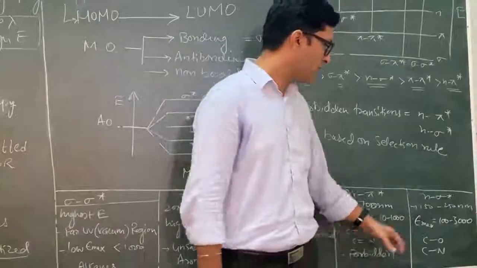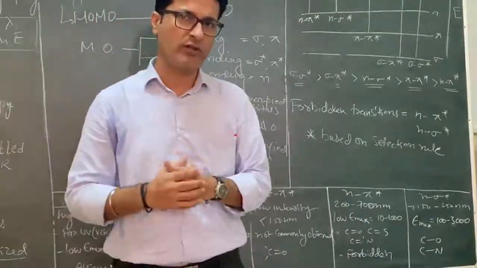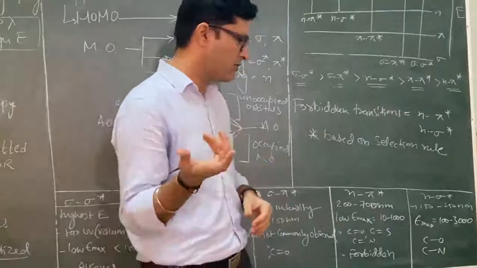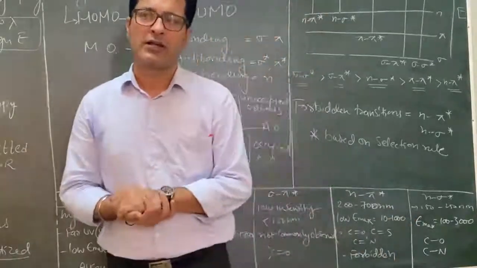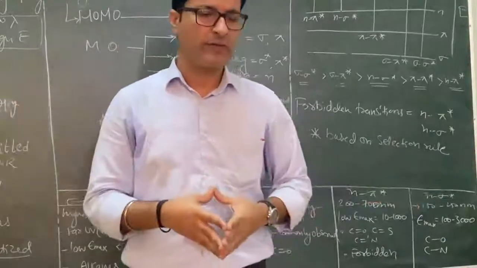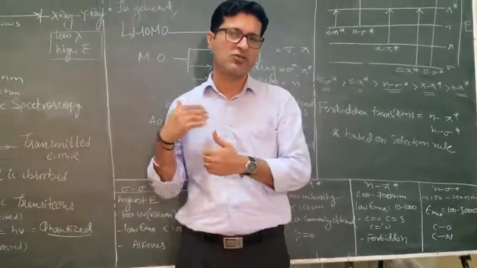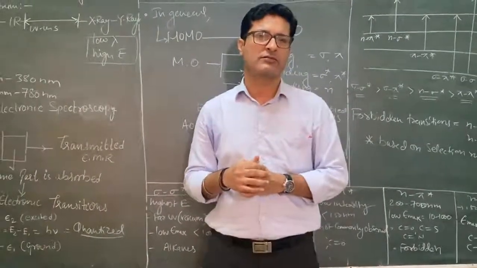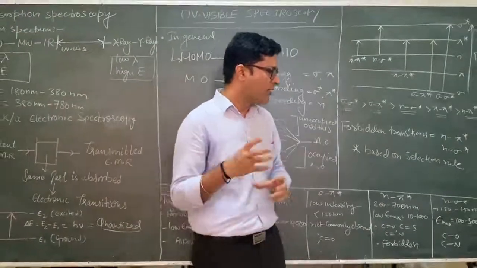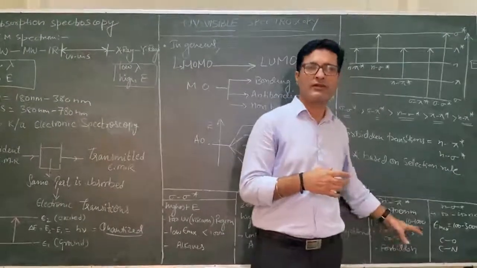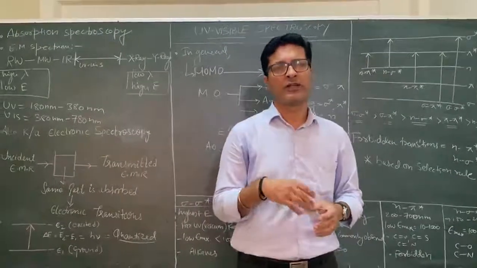And the last one is the n to sigma star transition, which is observed between 150 and 250 nanometers with a lesser Emax value of 100 to 3000, and the range is bigger. All compounds in which a heteroatom is attached to carbon via a single bond are generally capable of showing such n to sigma star transitions. In fact, n to pi star and n to sigma star are both considered forbidden transitions, but in some cases they are observed with very low intensity.